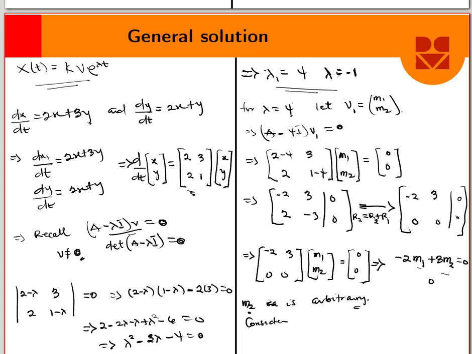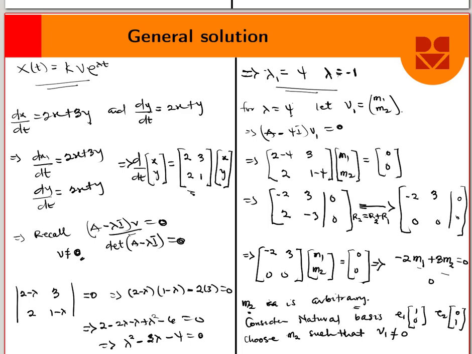Consider the natural basis. So the natural basis E1, which is 1, 0, and then E2, which is 0, 1. That's for a 2 by 2 matrix. Now when we consider this natural basis, we have to choose a value for m2 such that our v is not equal to 0, which means that it's not trivial.